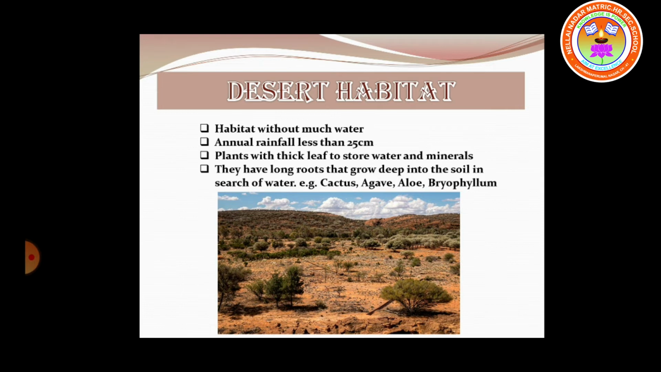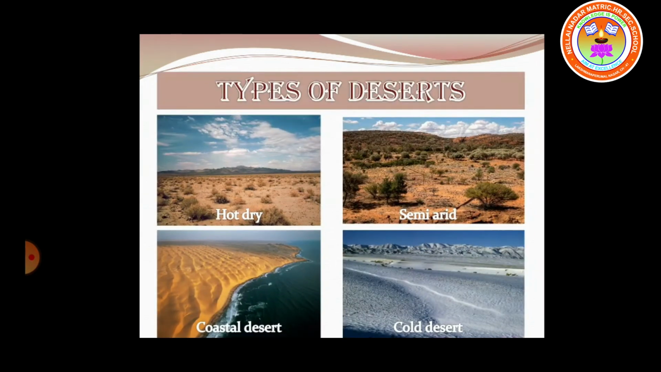Are you clear, children? Do you have any doubt? Now, let us move on to the types of deserts. We have about 4 different types of desert: hot dry desert, semi-arid desert, coastal desert and cold desert. Are you clear, children?